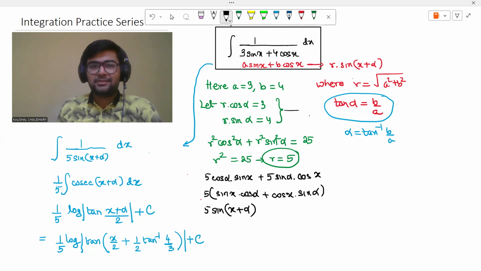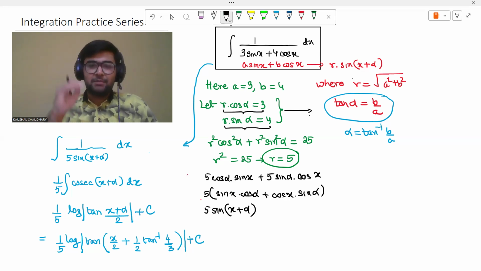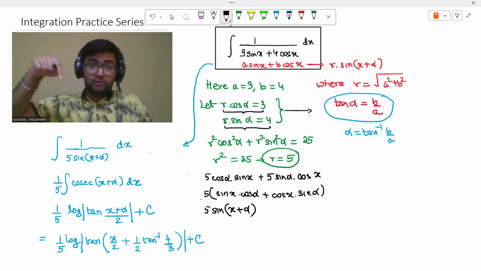Friends, you can see this result tan alpha equals b by a is derived after dividing the second equation r sin alpha equals 4 by the first equation r cos alpha equals 3, where a is 3, b is 4.